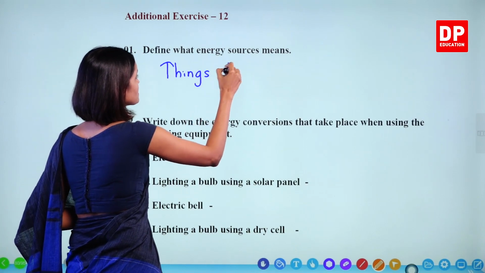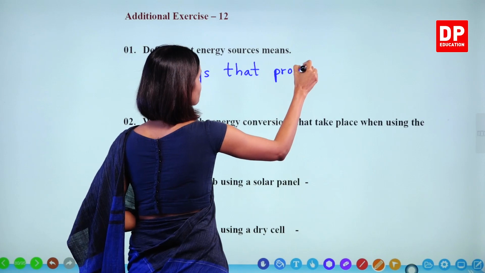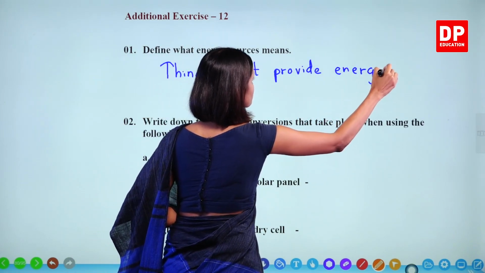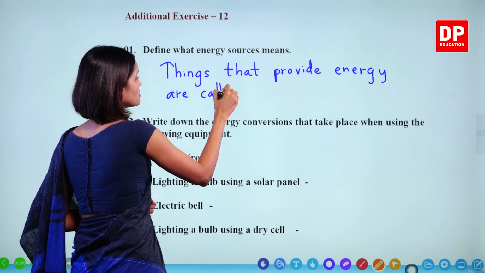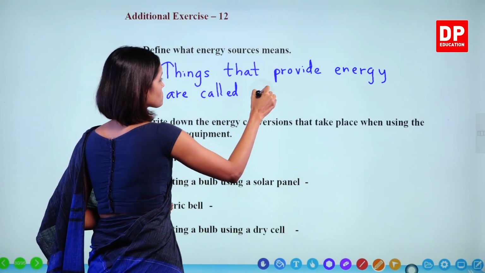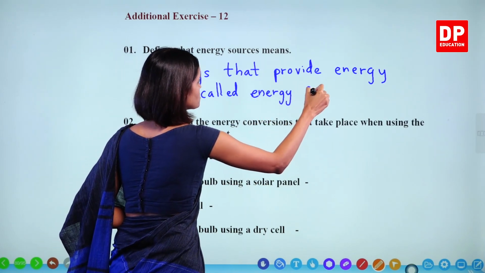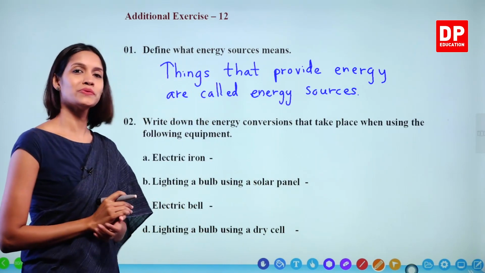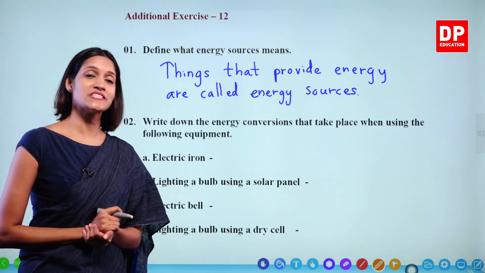Things that provide energy are called energy sources. Okay? Things that provide energy are called energy sources.